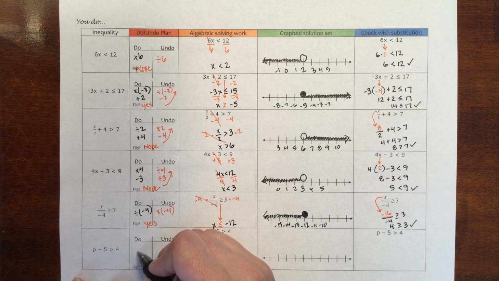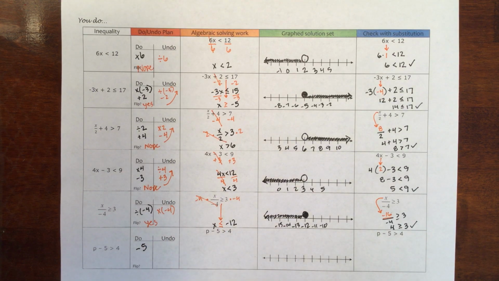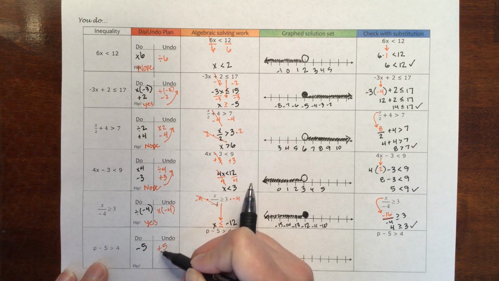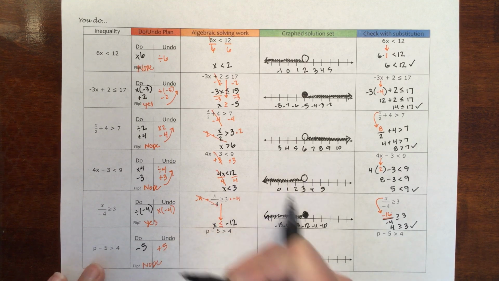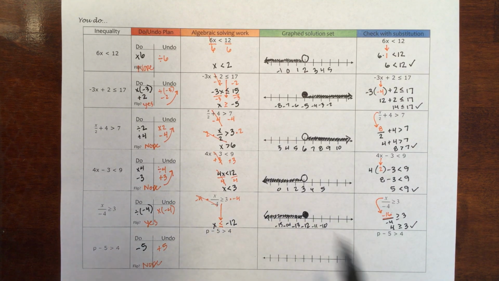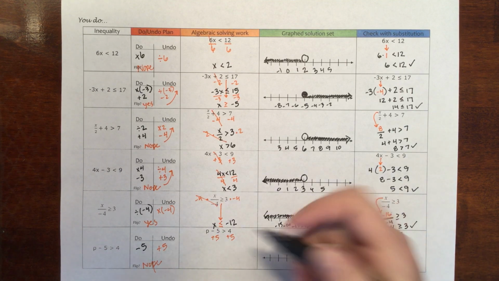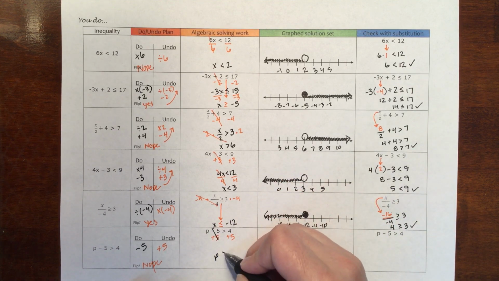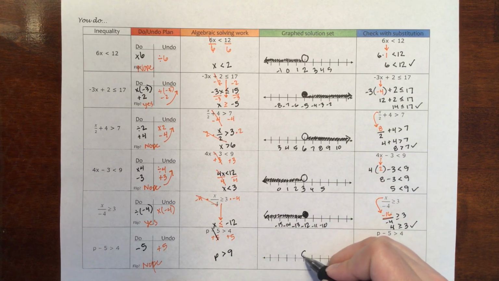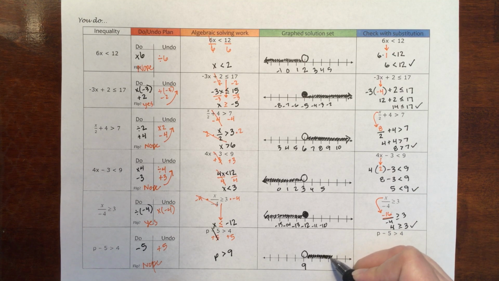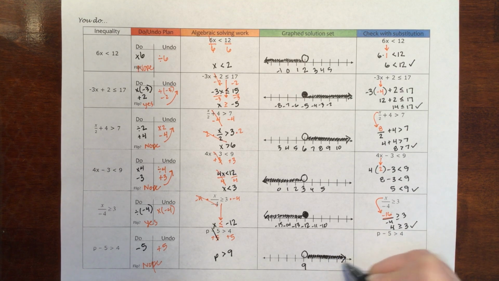What's being done on the last one is p is being subtracted by 5. The inverse of subtraction is addition. There's no flipping here because it's not even multiplying or dividing, let alone multiplying or dividing by a negative. I'll show my algebra work on both sides of the inequality, leaving p is greater than 9. Because the greater than symbol does not include the number, I'll have an open circle at 9, and I'll show you values going greater on the number line to the right.